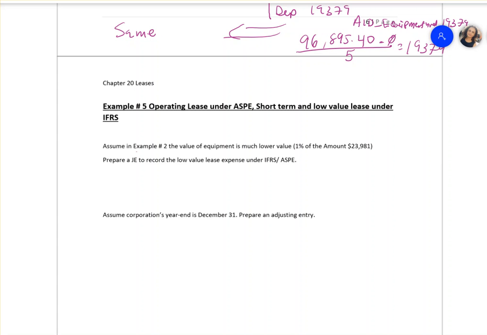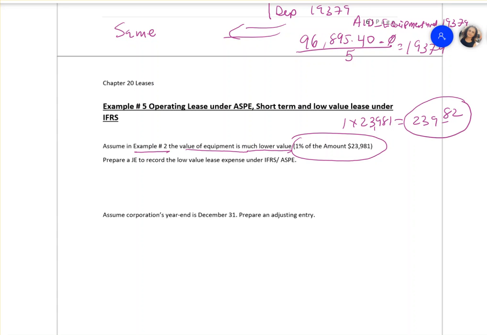So assume in example 2, the value of the equipment is lower value, which is 1% of the amount. So 1% of that amount is 239.82. That means it's a low value lease and a short term lease. How would you record this lease under IFRS and under ASPE? That's what we're going to be learning in this example.